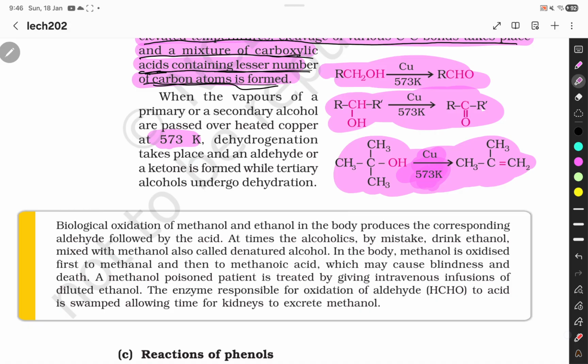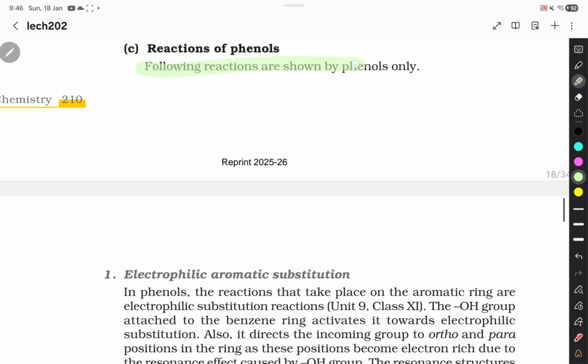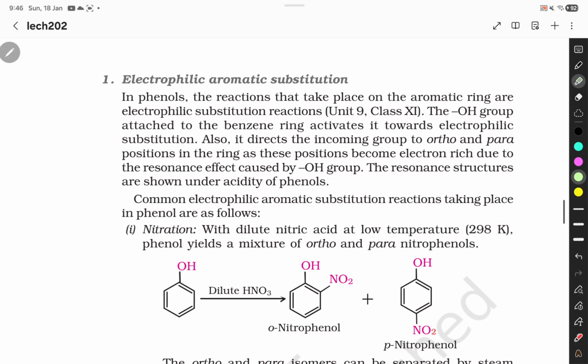Cu, 573 Kelvin. How many times have you seen that reaction? Many times you've seen CH4 to alcohol, CH3OH. We have seen this using Cu at 573 Kelvin back in the hydrocarbons chapter. Please check it once. Then reactions of phenols, okay? The following reactions are shown by phenols only.